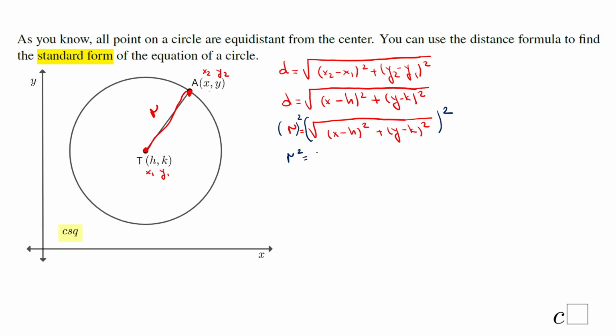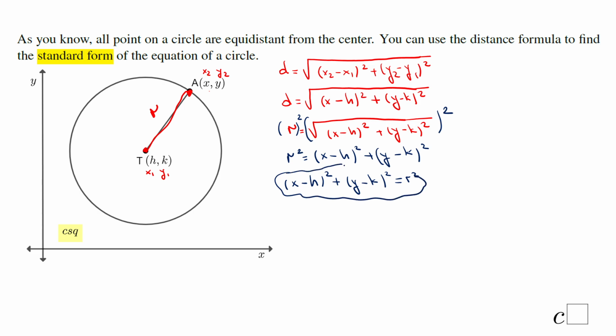equals x minus h squared plus y minus k squared. This is the standard form of the equation of a circle. The only difference is we write it the other way. Remember, equality is commutative, so we have x minus h squared plus y minus k squared equals radius squared. So you notice, starting from the distance formula, we can develop this standard form of the equation of the circle.